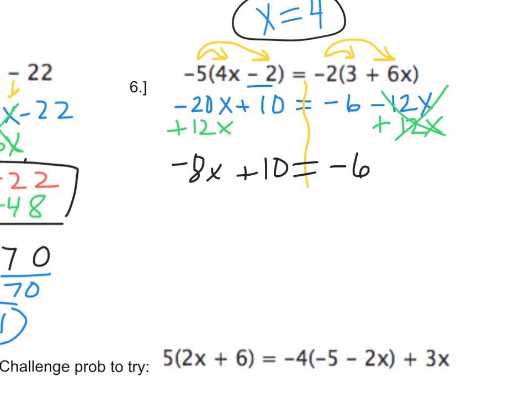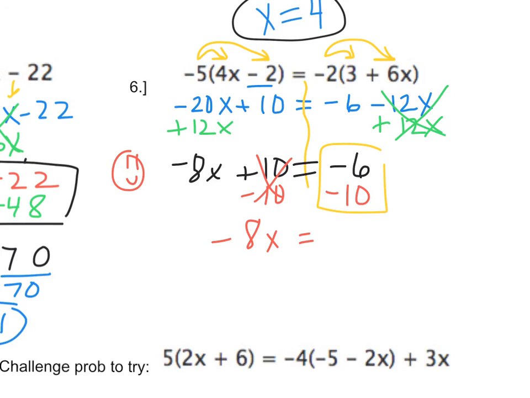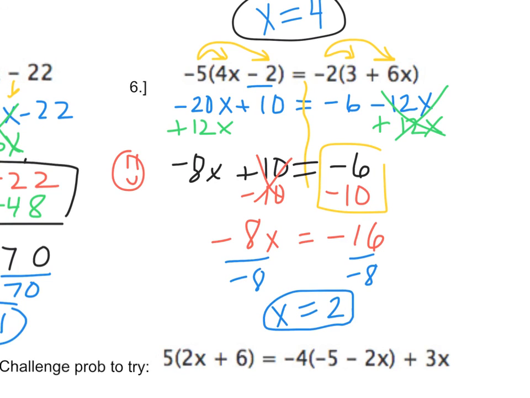All right, now we have a two-step equation. So this right here should be really familiar to you. We're going to subtract 10 on both sides. That leaves us with -8x. And again, those negatives, -6 minus 10 is -16. Final step, divide. A negative divided by a negative is a positive. So we get 2 for that.